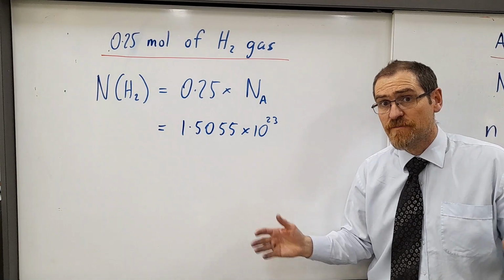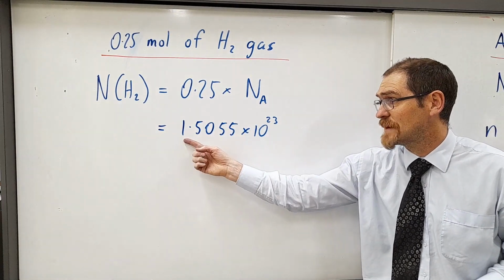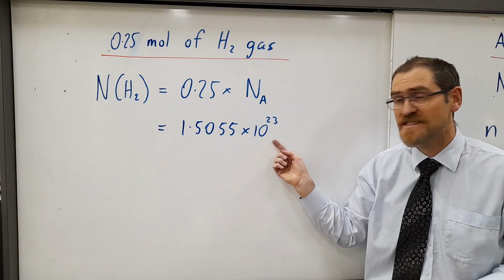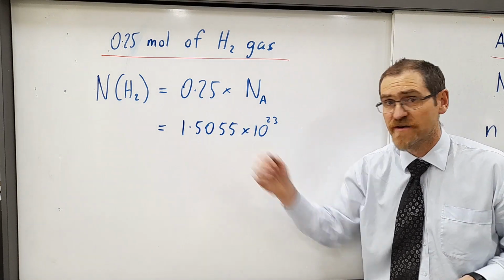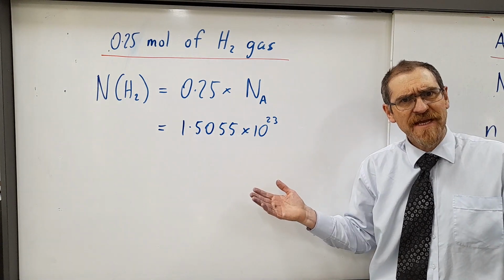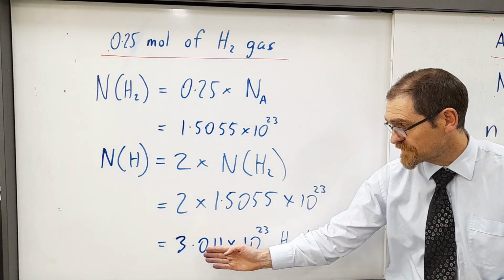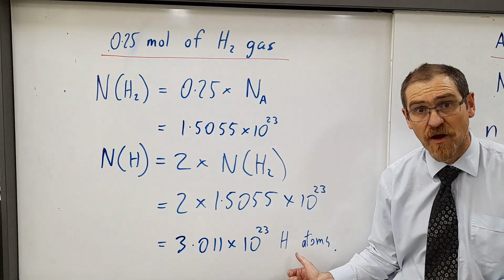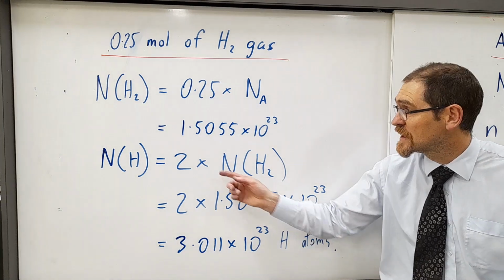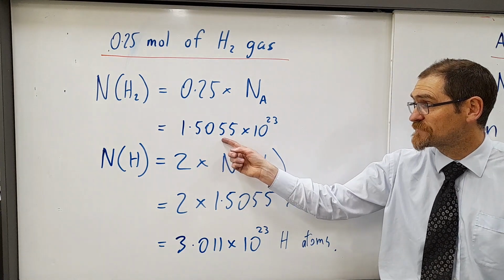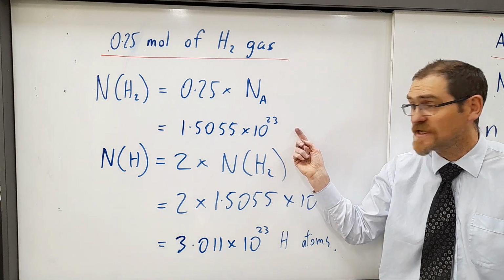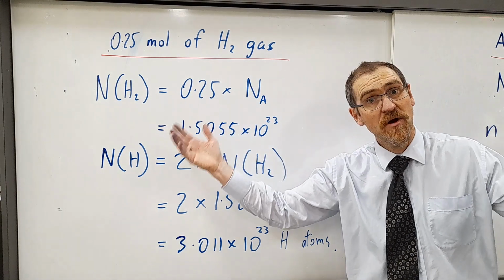So we figured out that 0.25 moles of hydrogen gas gives us 1.5055 by 10 to the 23 molecules of hydrogen gas. But how many hydrogen atoms are there? 3.011 by 10 to the 23 hydrogen atoms, from 1.5055 by 10 to the 23 hydrogen molecules.